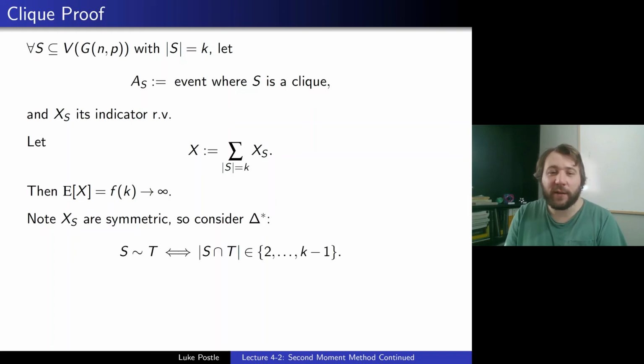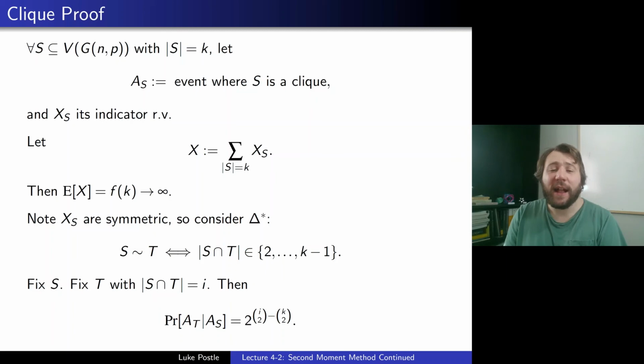So what can we do there? Well, again, S and T, the various sets, are only dependent when their intersection is between 2 and k minus 1. They can't be equal, but they have to have at least one edge in common. So we'll fix an S, and we'll fix a T where S intersect T has size I, and we'll note then that the probability of A_T given A_S is 2 to the (I choose 2 minus k choose 2). So it's 1/2 to the number of edges that are different, that are in T but not in S. And that number is precisely k choose 2 minus I choose 2. So you get this formula. Here we're plugging in that P is equal to 1/2. So similar to what we've done before, but now we get a very specific number.